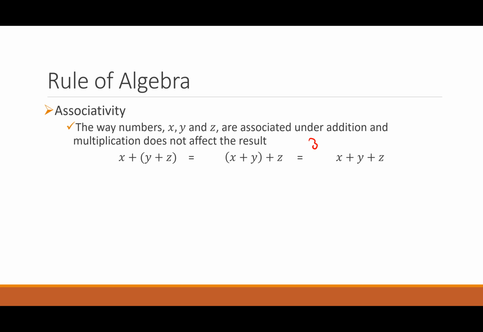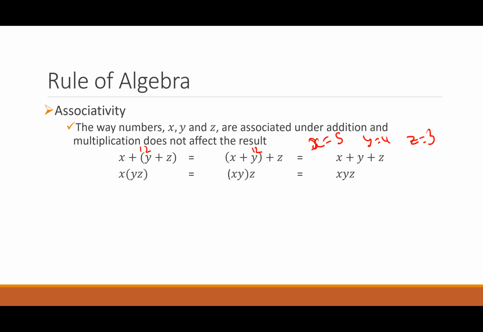So let's just look at an example again. If we say x equals, let's say 5 now, y equals 4, z equals 3. If you did y plus z, you'd get 7, plus 5 is 12, or if you did 5 plus 4 is 9, plus 3 equals 12. Doesn't matter. Same thing with multiplication. If you did y times z and then times by x, or you did x times y and then times by z, you would get the same result.